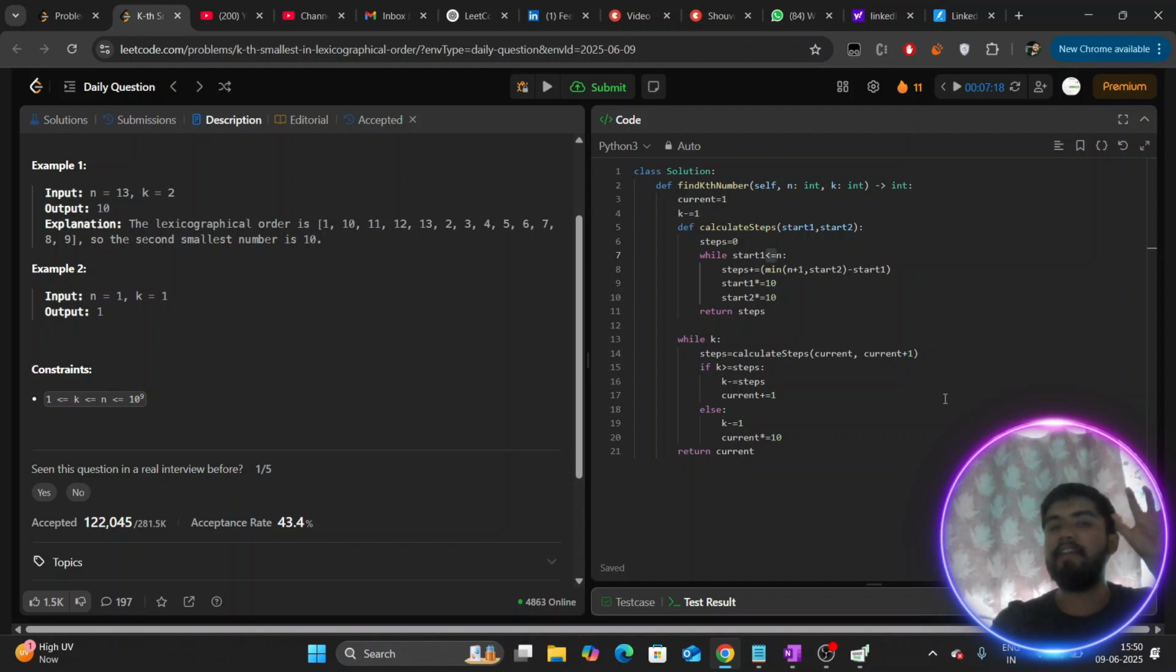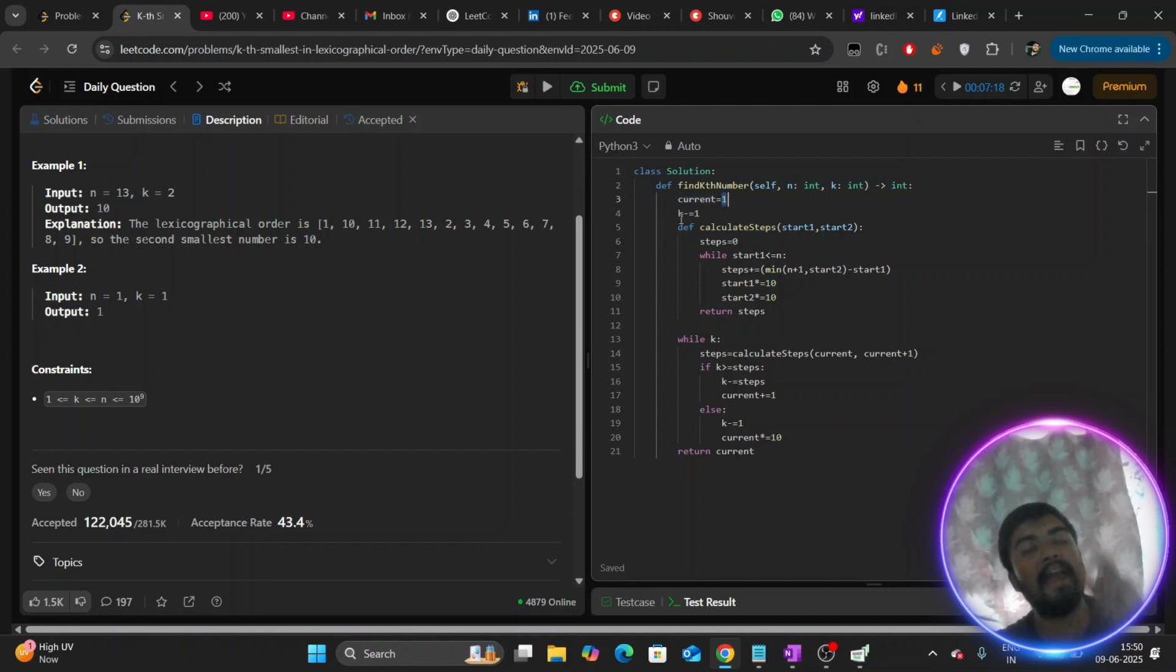So that's the intuition. I have discussed the intuition. The code is going to be very simple. We have to run this loop while our k is non-zero, then we have to calculate our steps. So we call our calculate steps function with start 1 as current and start 2 as current plus 1, and steps as 0. See guys, these are the initializations. Current I am initializing to be 1, and I already told that k should be k minus equals to 1 because I am starting from 1, and 1 number I have already skipped. So that's the reason I am starting with current equals to 1, and k minus equals to 1 at that particular time itself.